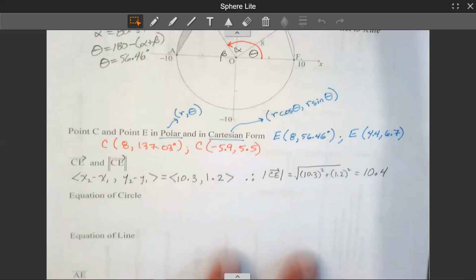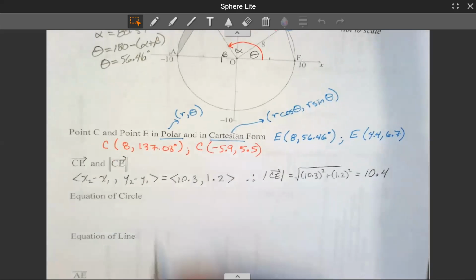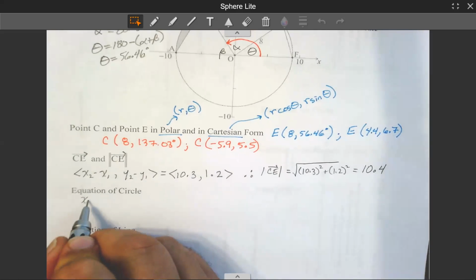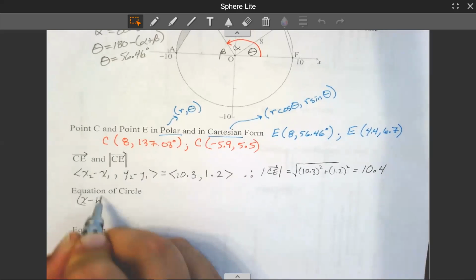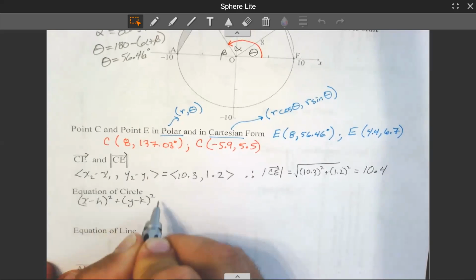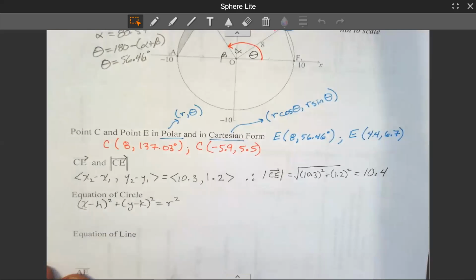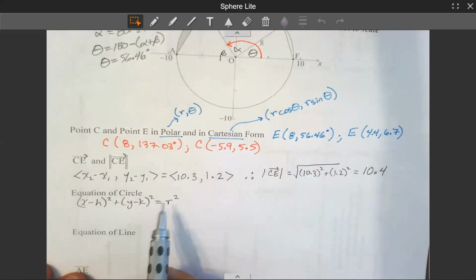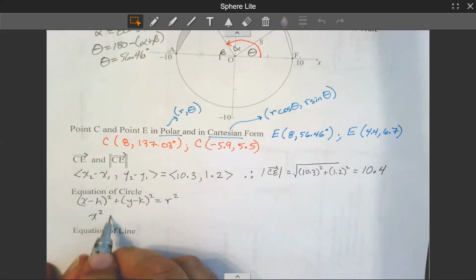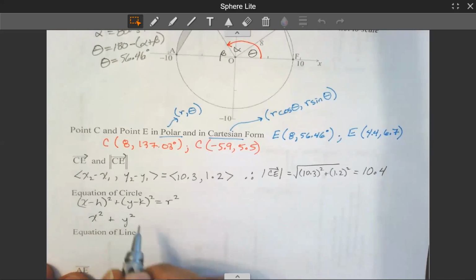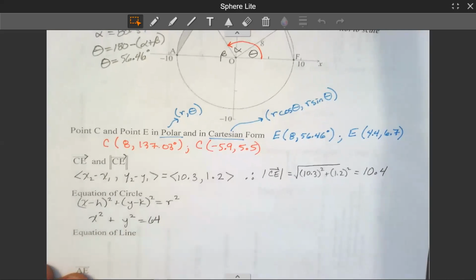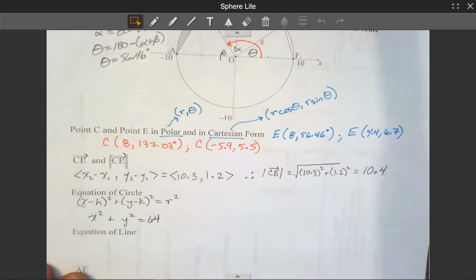Next step, if we want the equation of a circle, remember that the general form of the equation of a circle is (x - h)^2 + (y - k)^2 = r^2, where (h, k) is the center and r is the radius. Well, in this situation, h is 0, k is 0, and r is equal to 8. So that would be the equation for our circle.